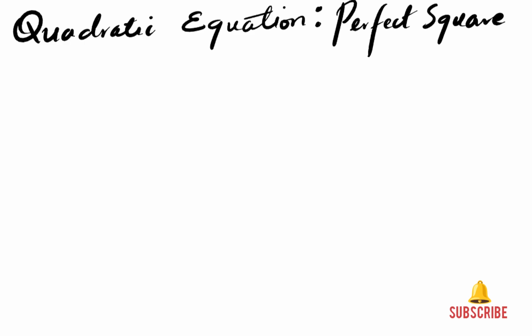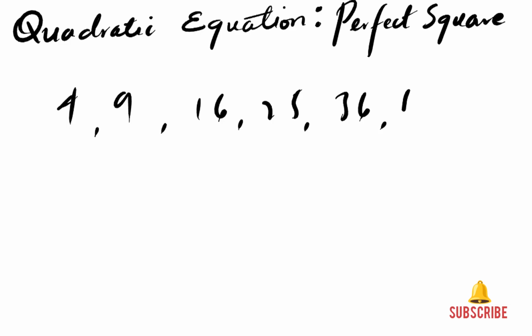Perfect squares are numbers that can be square rooted, and we have 4, 9, 16, 25, 36, 64, 81, 100, 121. So these are perfect squares, and they can be square rooted.